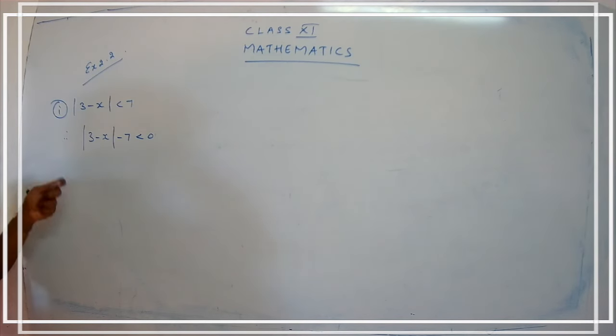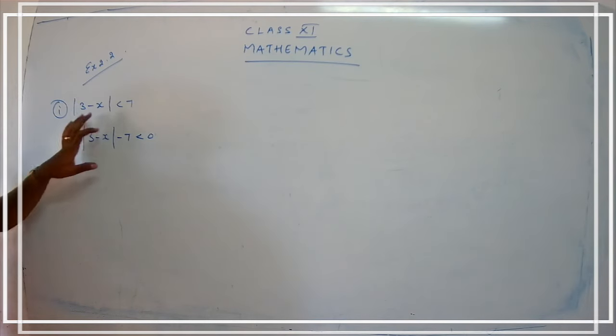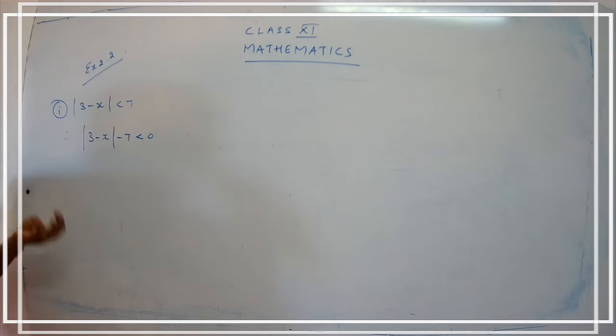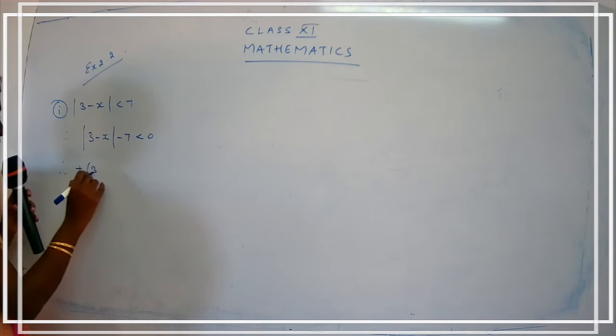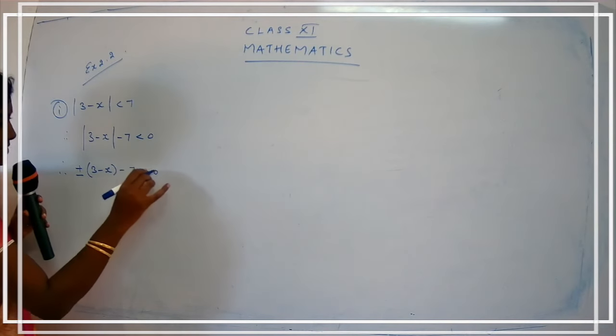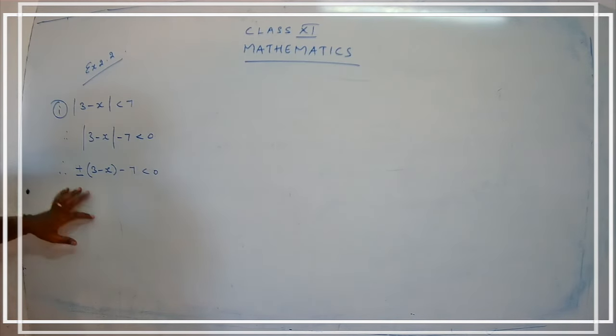Now what are we going to do? We cannot solve a sum with an absolute sign. So we have to remove the absolute sign. So how are you going to remove it? See, now absolute means it may take a positive value or it may take a negative value. So this will be written as plus minus 3 minus x minus 7 less than 0. Are you clear, children? Once I am going to remove the absolute sign, I am just going to place here plus minus. That means it may be a positive value or it may be a negative value.